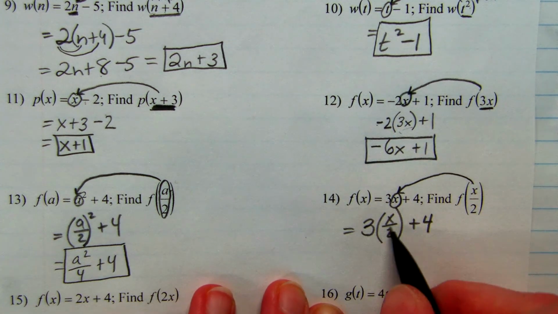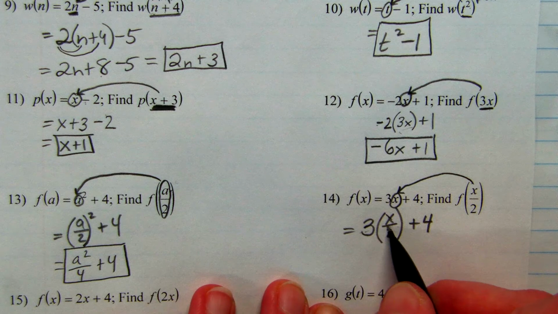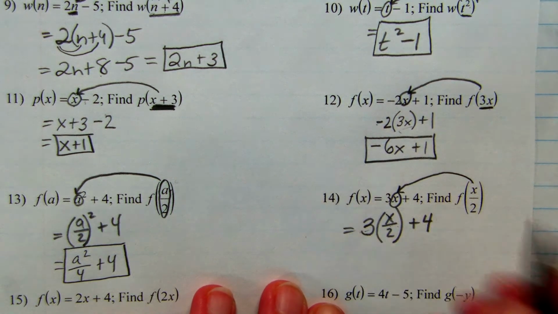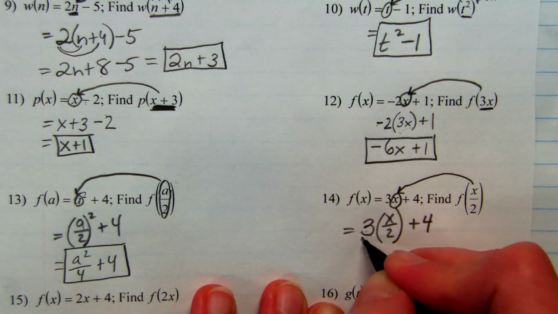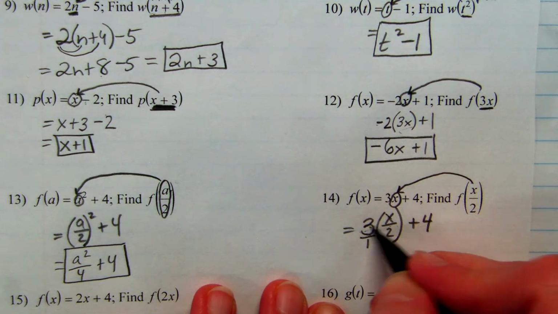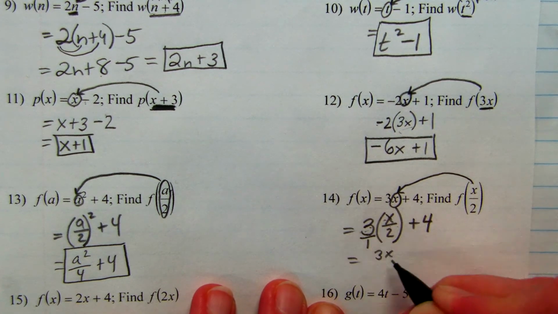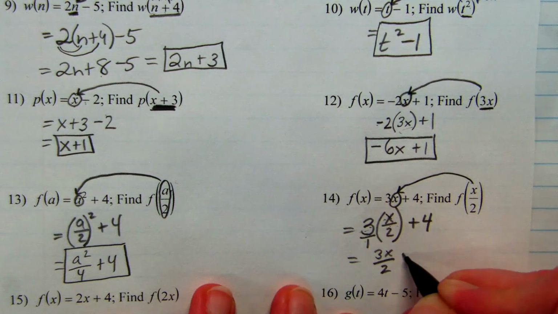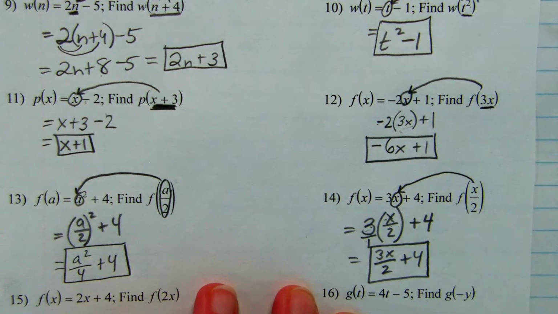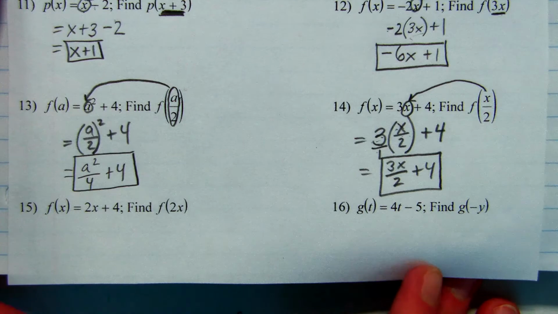So we can put these together. I can multiply them if I change the 3 into a fraction. How do I make a whole number into a fraction? Reduce it. No, make it improper. Put it over 1. So I'm going to have 3 times x, which is 3x. 1 times 2 is 2. And then plus 4 on the end. And we are almost done.